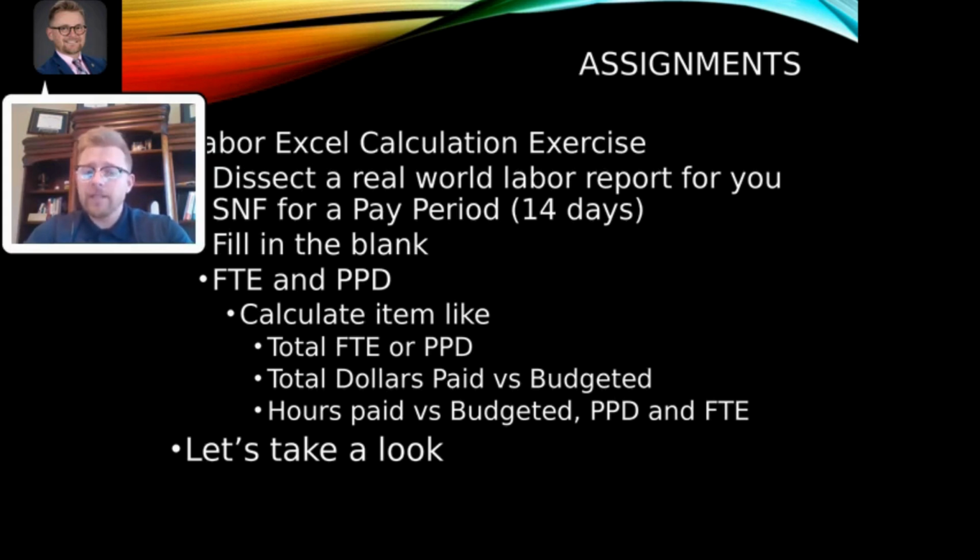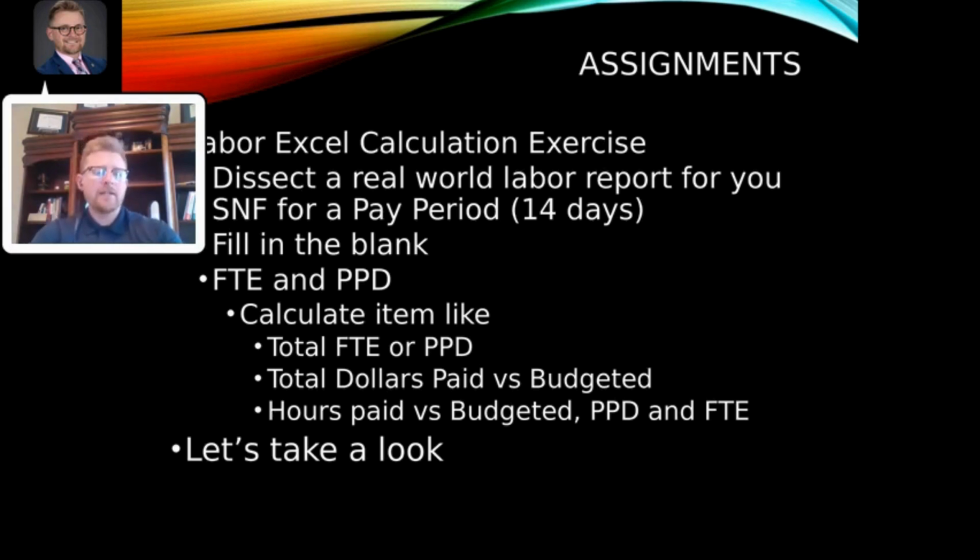It is fill in the blank. I'll repeat that. It is fill in the blank. Now, I make this assignment fill in the blank because I want you to understand how to calculate the PPD hours, the PPD dollars, the FTEs. I'm not trying to trick you. So by doing a fill in the blank, you have the opportunity to look at the numbers on that labor sheet and see how other cells are calculated, and that will help you answer the questions.